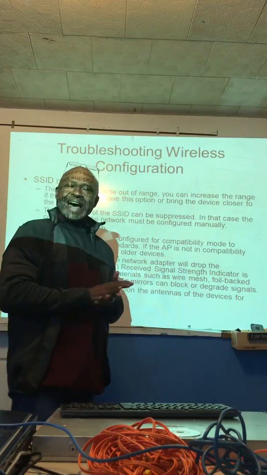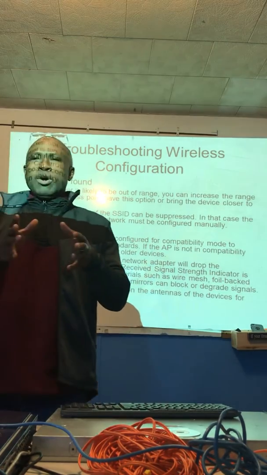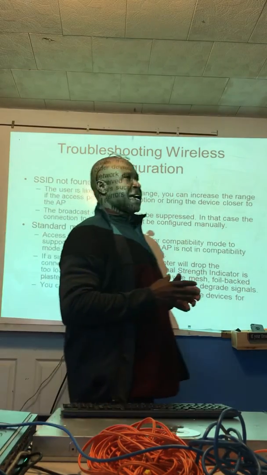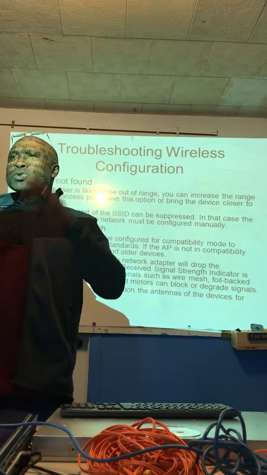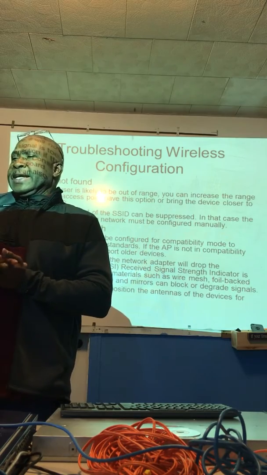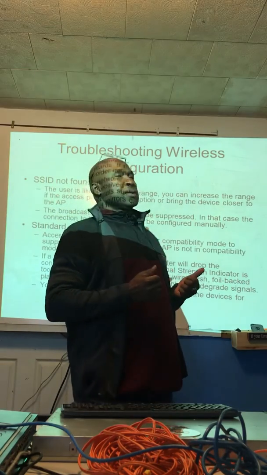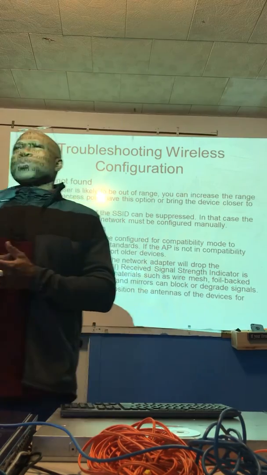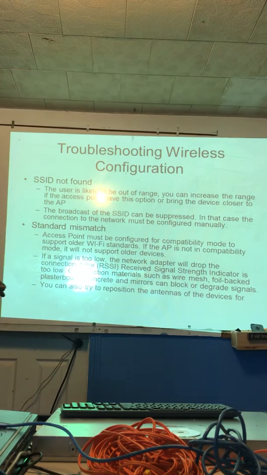The SSID will be displayed only within the range of the network. So if you cannot see the SSID of the network, probably it is because you are out of the range. And there are cases too where the SSID is suppressed. You have to go and configure the network ID manually. So all of these are things that we're going to address in that presentation.